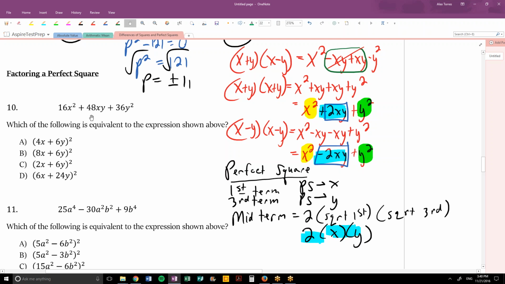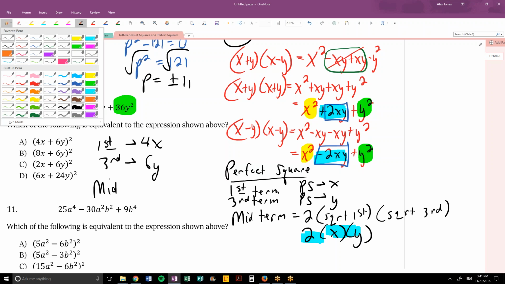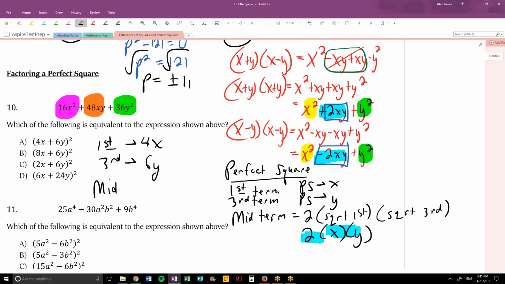So does that fit for this expression? Is the first one a perfect square? Yeah, because the square root of it is 4x. Is the third term a perfect square? Well, yes, because the square root of that is 6y. Now, last but not least, is the middle term, 48xy, equal to 2 times the square root of the first times the square root of the third? That's 8 times 6, which is 48. So it's 48xy, and that's exactly what that term is.